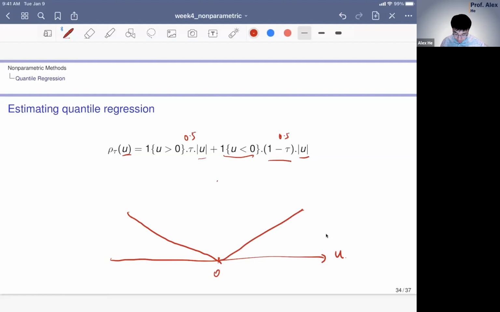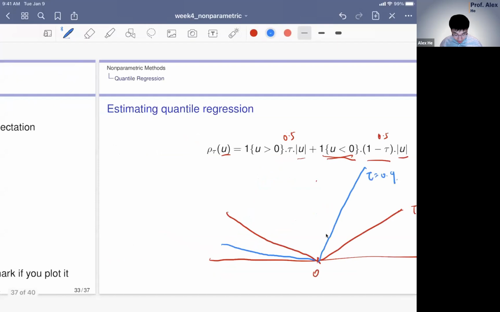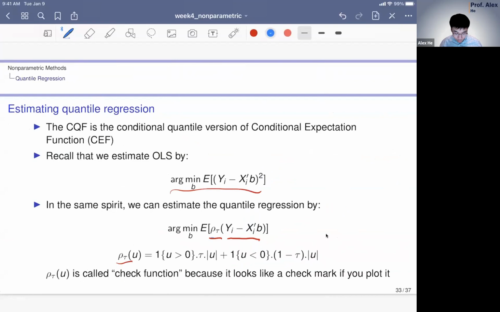And then let's say 0.9. So that's the 90th percentile. And if u is smaller than zero, that equals 0.1 times, let's use a different color, 0.1 times the absolute value of u. So it looks like this. And then when u is greater than zero, it equals 0.9 times u, right? So it looks like this, or maybe even steeper, like this. So this is tau equals 0.9. So that's the function. So then what you're minimizing is also kind of like a weighted average of the deviation of your real y from the predicted y.